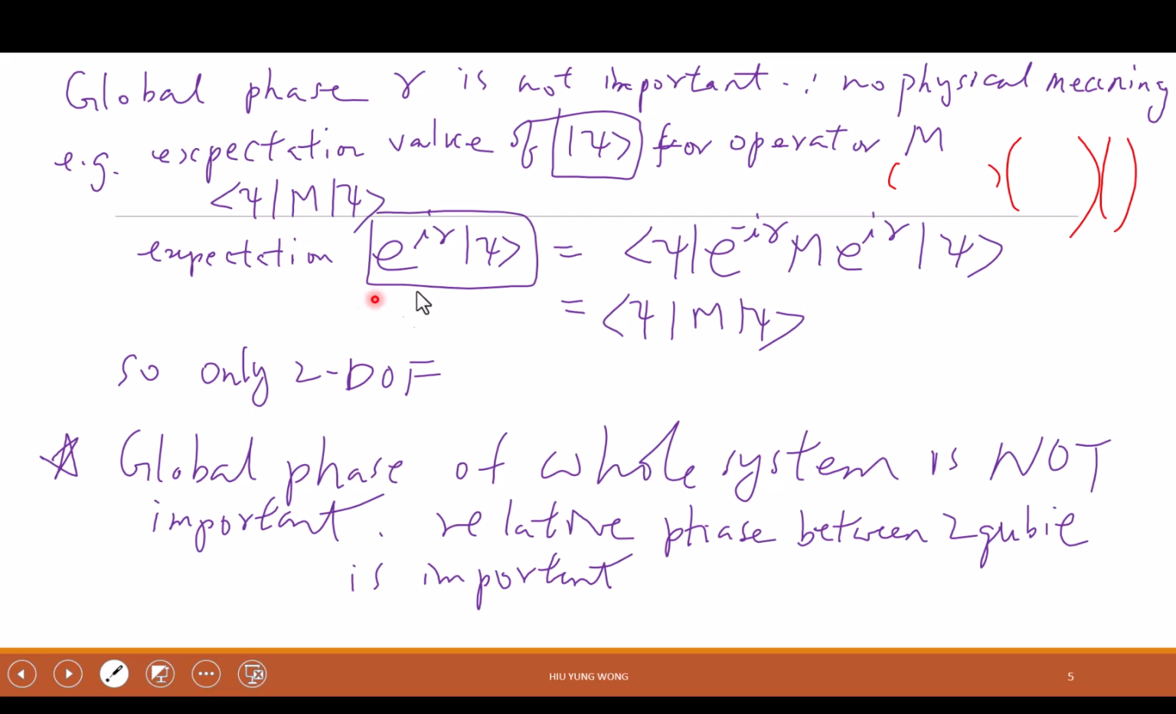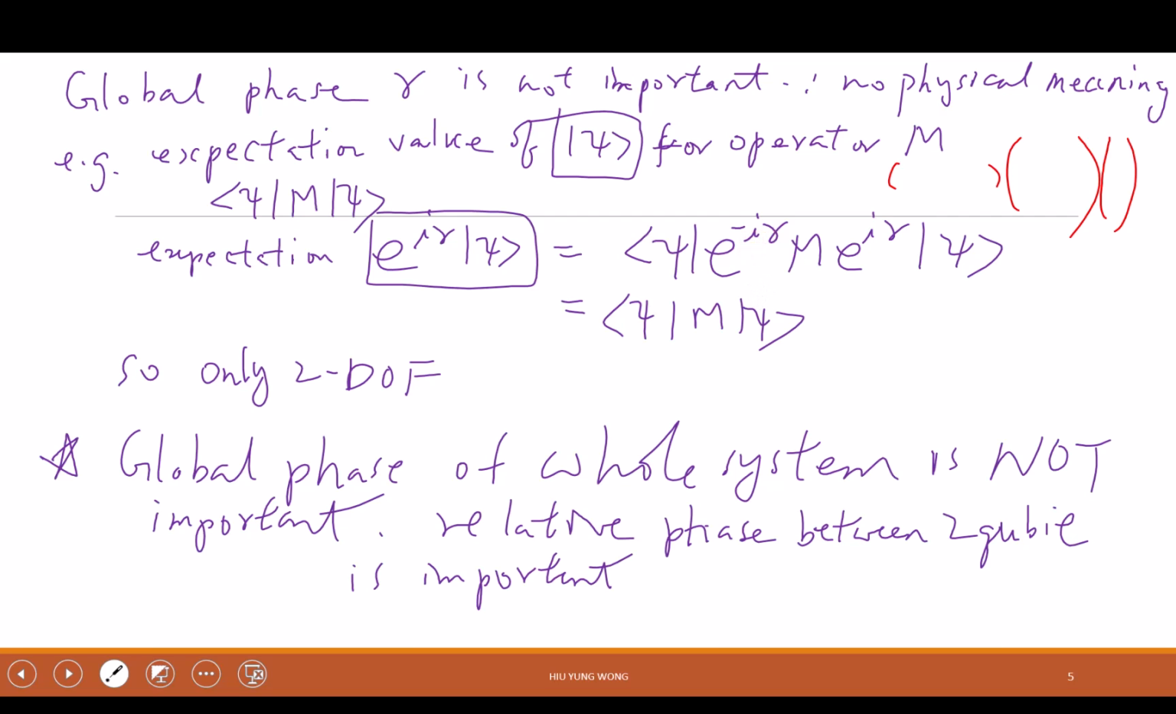Now, let's say if the global phase is important, then I multiply the global phase in front of the psi. If you think that psi and e to the power i gamma psi are different, now I find the expectation value of this guy. Again, the expectation value is I have this matrix and then multiply by the ket of this guy, which is e to the power i gamma psi. How about the bra version of this one? Well, the bra of psi, but with the complex conjugate of e to the power i gamma, right?